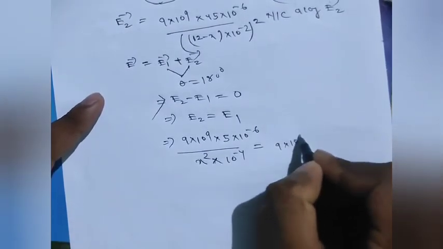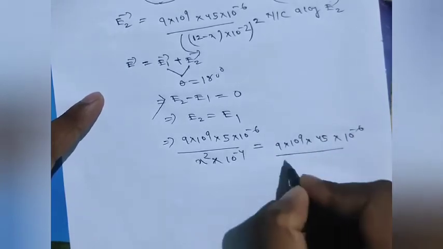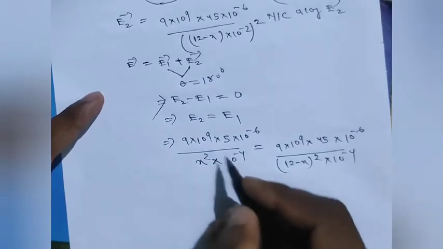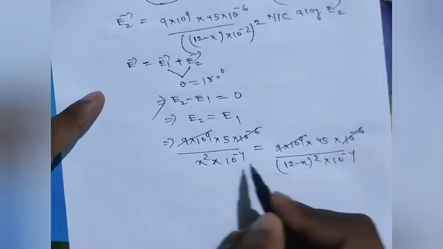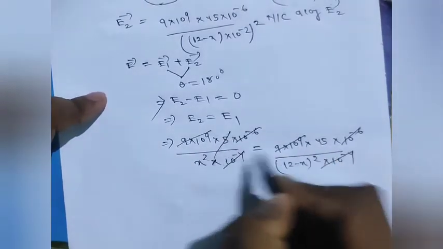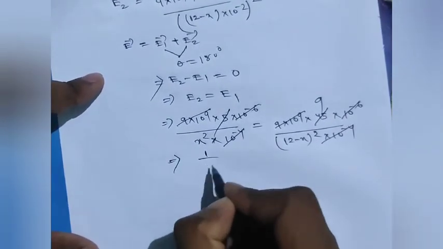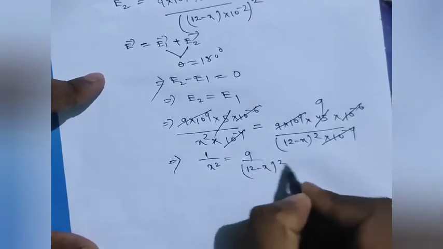9 into 10 to the power 9, 45 into 10 to the power minus 6, by 12 minus x whole square, into 10 to the power minus 4. So 9 cancels, 10 to the power minus 6 and 10 to the power minus 6 will cancel, 10 to the power minus 4 and 10 to the power minus 4 cancel. And 5 and 45, it will be 9. So what we shall get? 1 by x square equals 9 by (12 minus x) whole square.